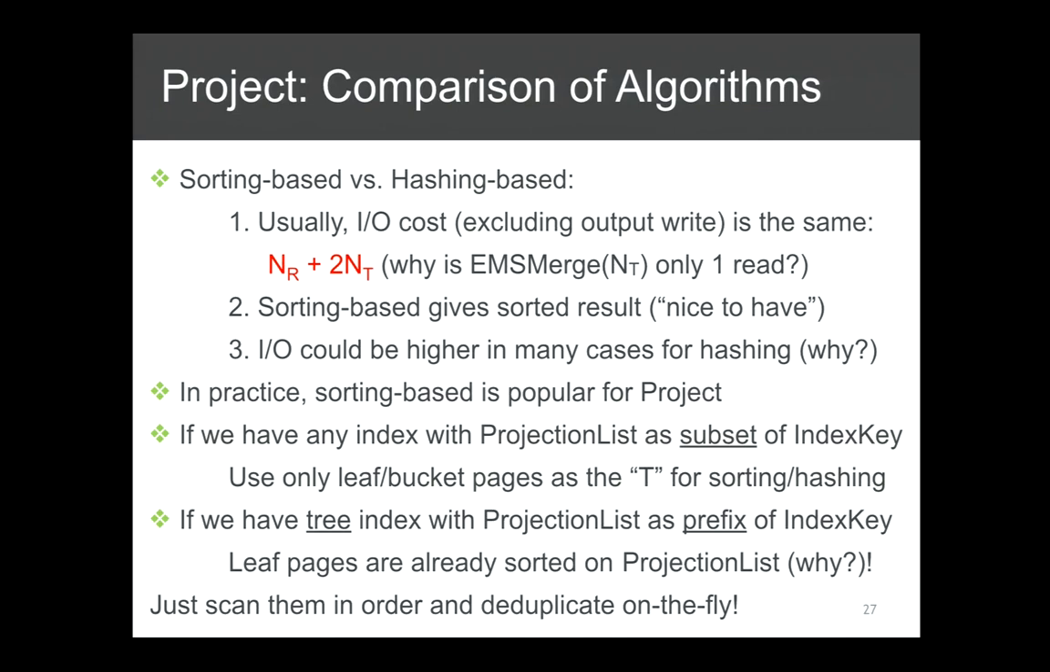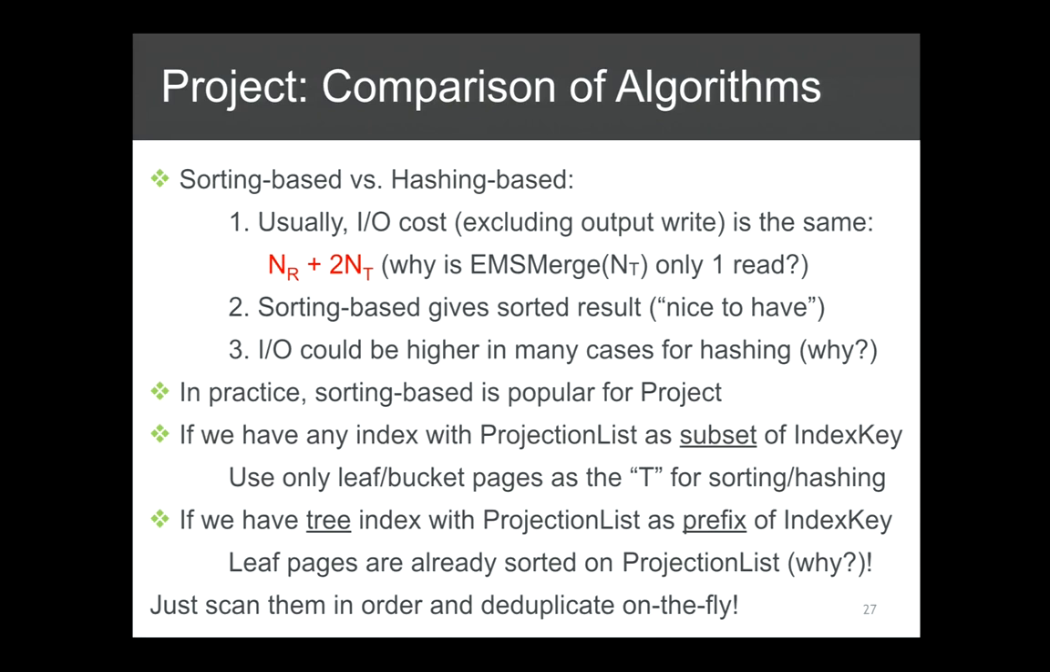The leaf pages are already in sorted order of the projection list. So basically, you're getting a sort-based project for free. All you need to do is go to the leaf level and scan it sequentially, and you're done, because you can just deduplicate them on the fly. The entries are in sorted order of the projection list, so all duplicates will appear one after another. Just keep looking for the value to change, and then that's the one you will emit as the output.